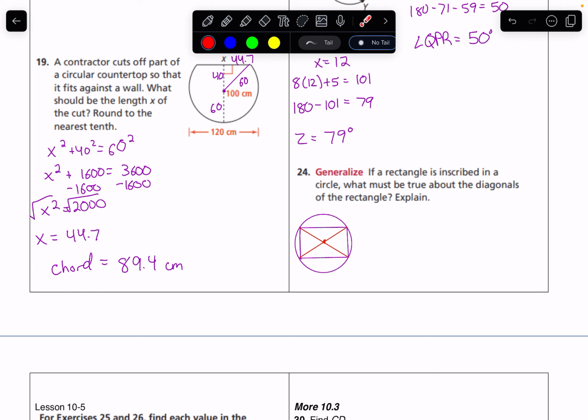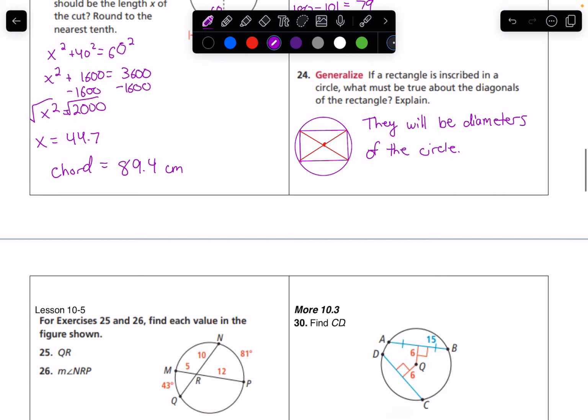We already know that the diagonals of a rectangle are congruent, so it's not asking if they are congruent. I think what it wants us to tell them is that these are going to be diameters because they're going to pass through the center of the circle. So we can say they will be diameters of the circle. And there may be more than that, but that's not going to be a very important question anyway.